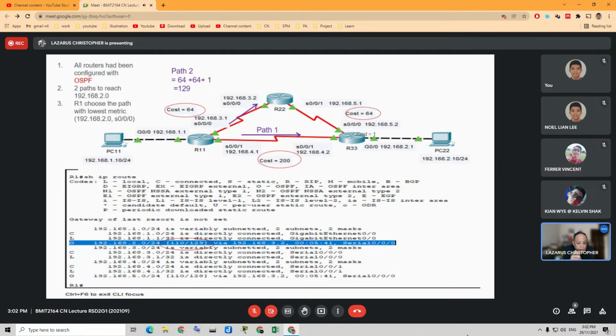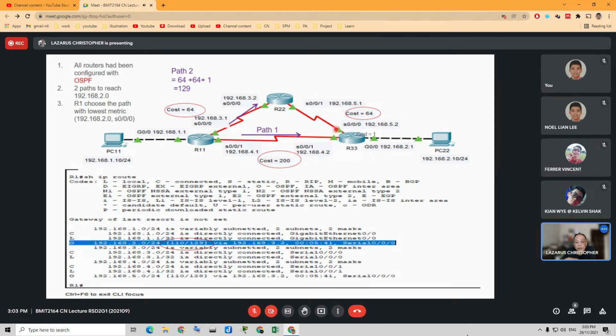Okay, here we want the lower cost, right? The total cost is 64 on this link and 64 on this one. Although it's 2 hops, 64 cost means it's faster via here. So here the cost is 200, so this one will be more expensive than this. This is 128 combined, whereas here it is 200. So this will win.